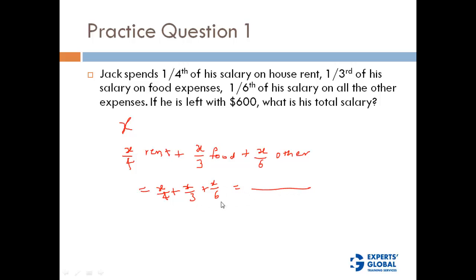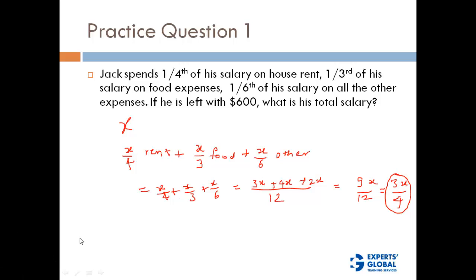So we need to get a common denominator. The common denominator will be 12, right? So here 4 becomes 12, that means X becomes 3X, multiplying by 3. Here we are multiplying by 4, so it is 4X. Here multiplying by 2, so it becomes 2X. So 3X plus 4X plus 2X is 9X by 12, right? That is 3X by 4. So this is his total salary expenses.